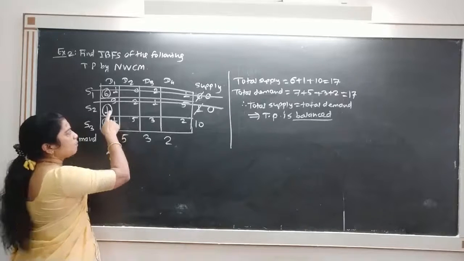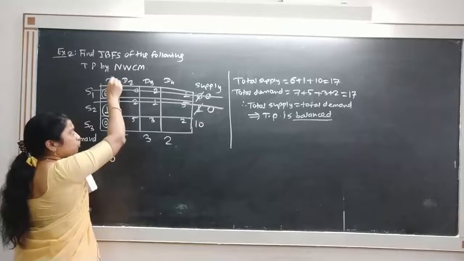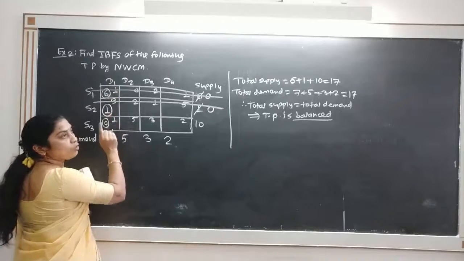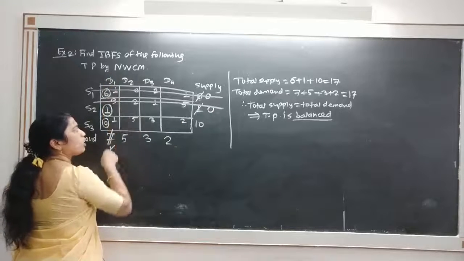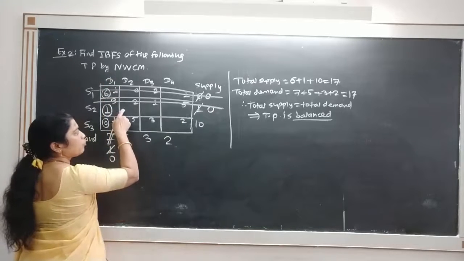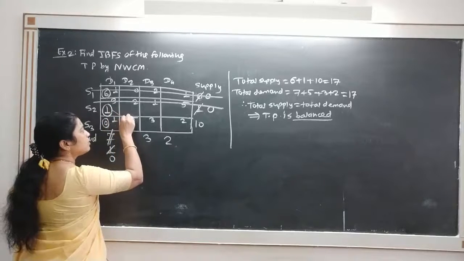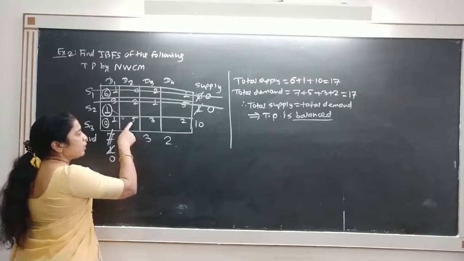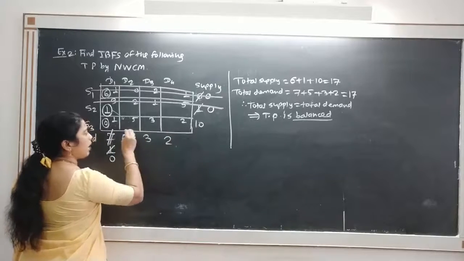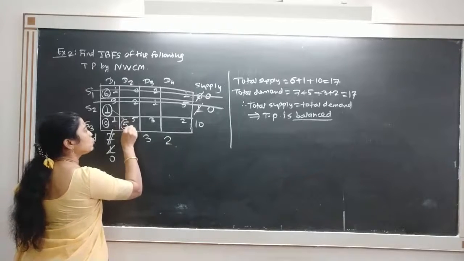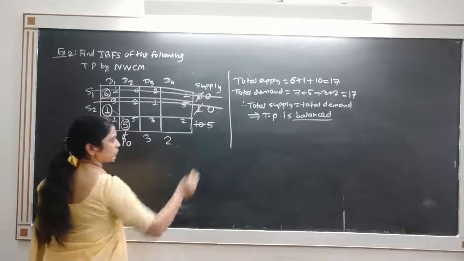Now observe that because we have crossed out both row and column at once, we have to move diagonally. So from this we move diagonally, that is, come here. To this 5, we allocate the minimum of 5 and 10, and the minimum of 5 and 10 is 5. So allocate 5 here, supply remains 0, demand remains 5.